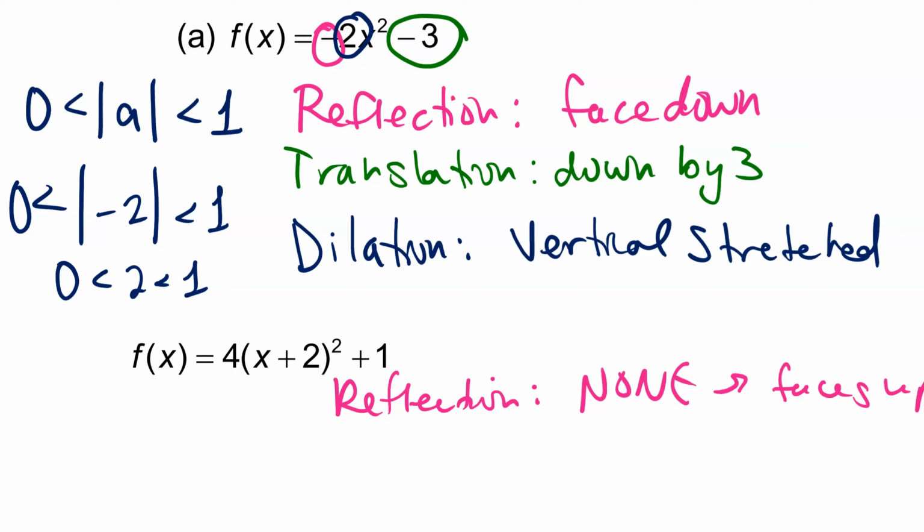Okay, yes. What happens if it's 1? Then there's no dilation. If it's 1 in front versus -1, the negative flips it. It's when you have numbers other than 1. 2 makes it thinner, 1/2 makes it wider.